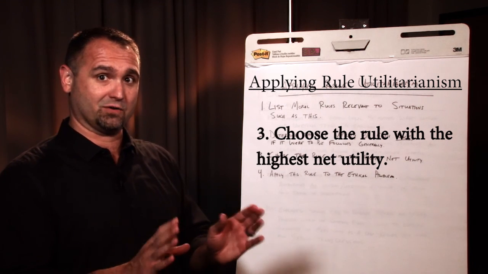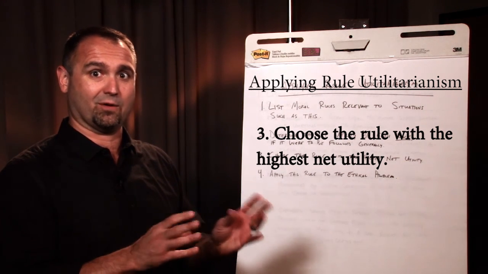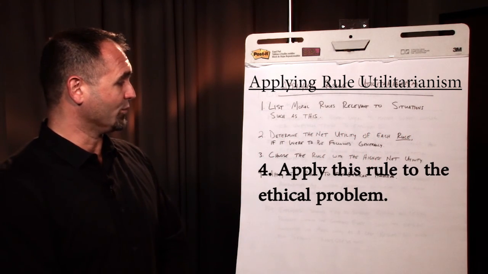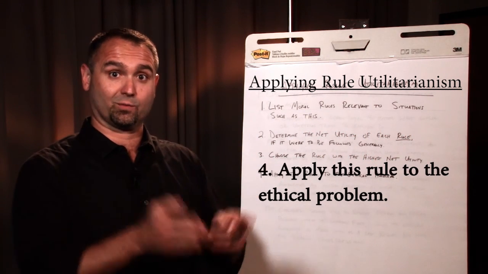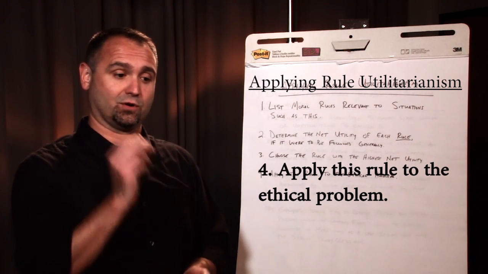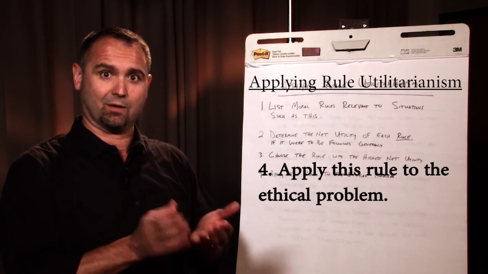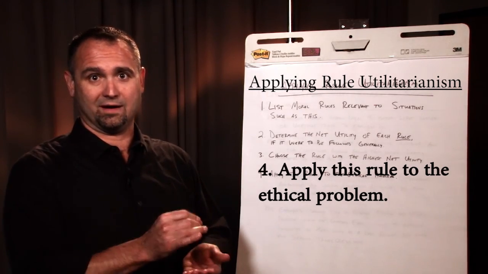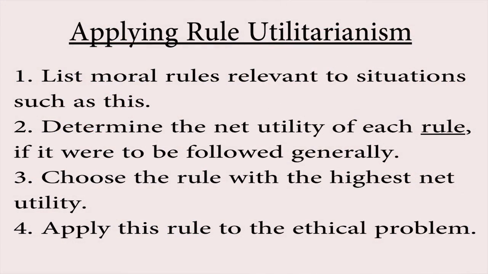So which of these proposed policies is the one that's going to make more people happy than unhappy? And then lastly, we'd apply that rule to the ethical problem at hand. And here's where the application becomes situational. Once we know what the rule is that would make the most people happy rather than unhappy, that's the rule that we follow in solving Carina's problem.